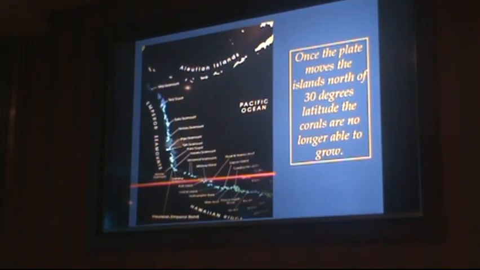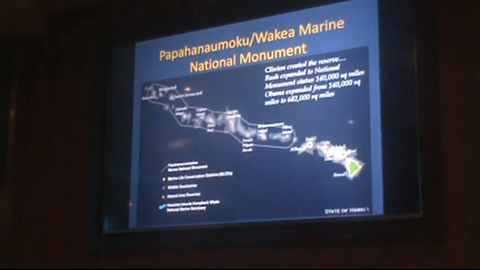and keep building up until the plate moves that landmass north of this latitude right here, which is about at 30 degrees. 29, 30 degrees, right around there. And once it pushes above that, the coral can no longer grow, and now that landmass will have no way of growing, and it's just going to continue to erode underwater and subside and subside. But these are all seamounts that extend all the way up to the Aleutian Islands that were formed from that very same hotspot that created the Hawaiian Islands that we're familiar with.